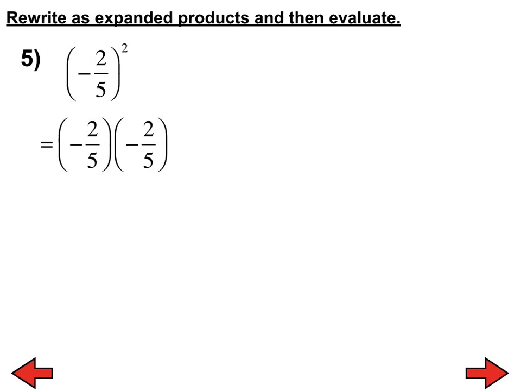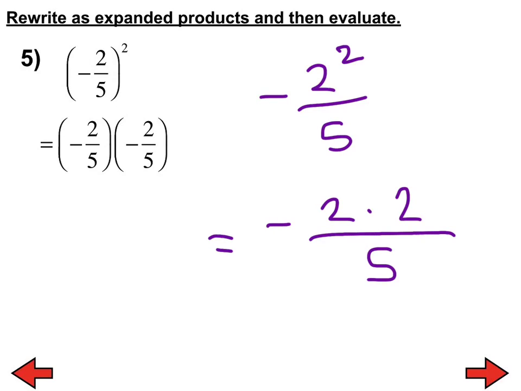If there are no parentheses, and it looks like this, it would be negative 2 times 2 over 5. Very different. This has 2 5s, this has 1 5. This has 2 negatives, this has 1 negative. Totally different answer. So the parentheses have to stay there.